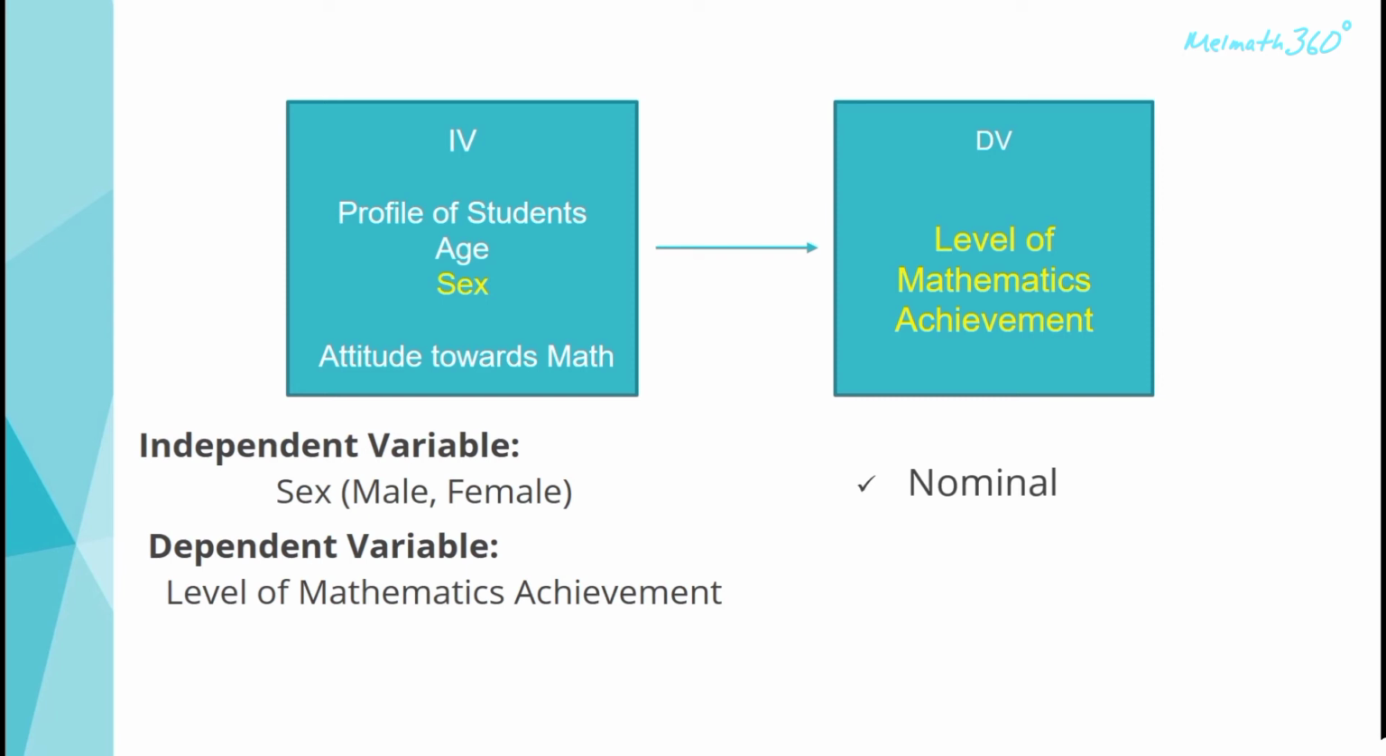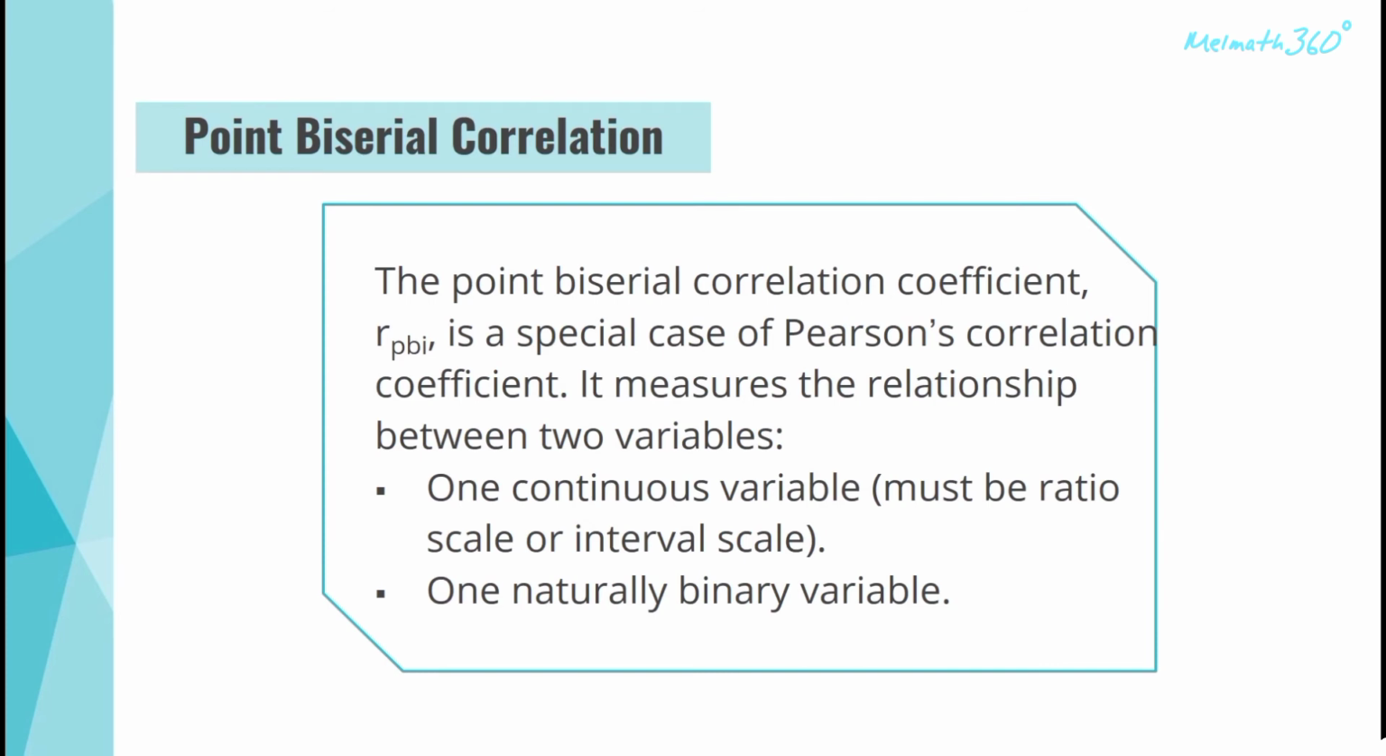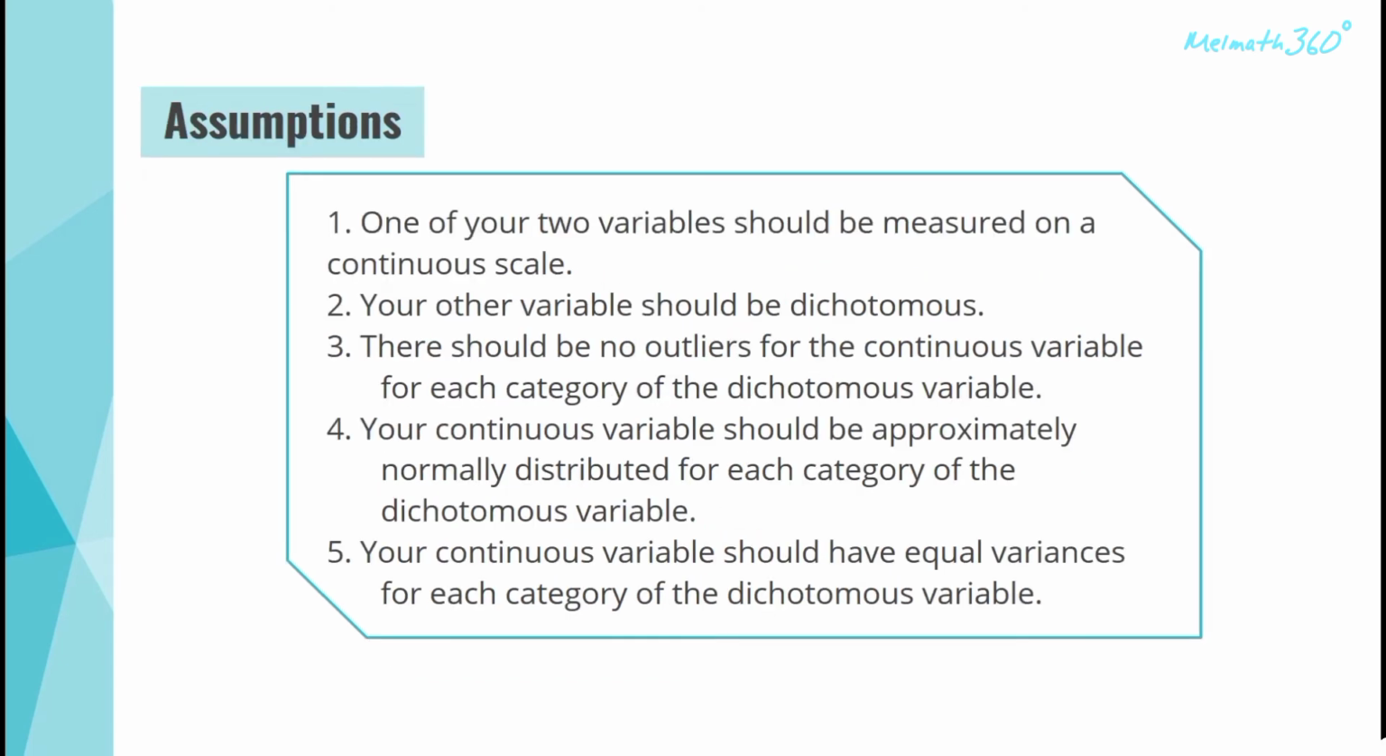Sex is nominal. Level of achievement, again, ratio. We can use point-biserial correlation. A point-biserial correlation is a special case of the Pearson's product moment correlation, which is applied when you have two continuous variables.